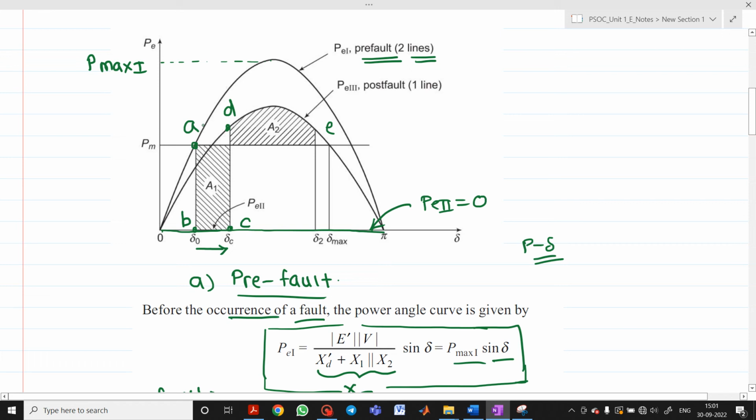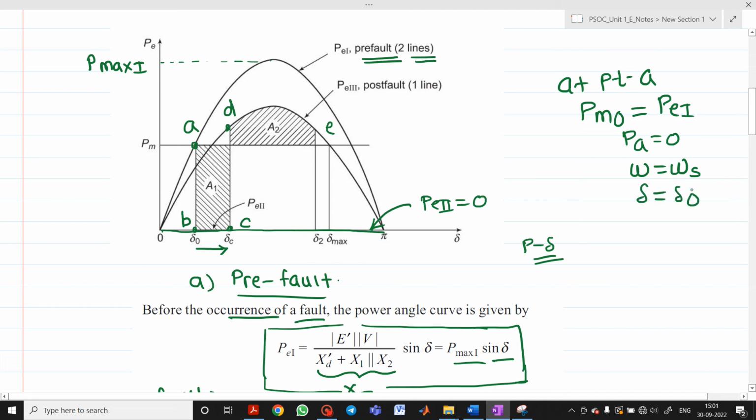As we know, we already discussed this. What happens at point A? At point A, PM0 will be equal to PE1. So acceleration will be equal to 0, speed of the rotor will be equal to synchronous speed omega s, and delta will be equal to delta 0.